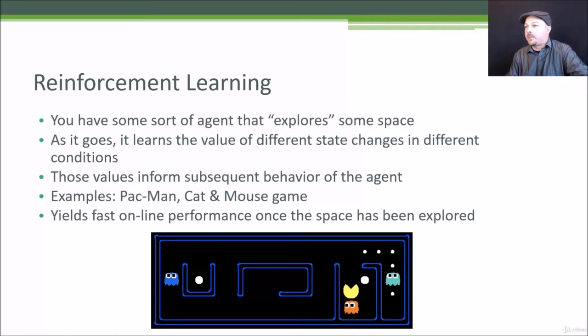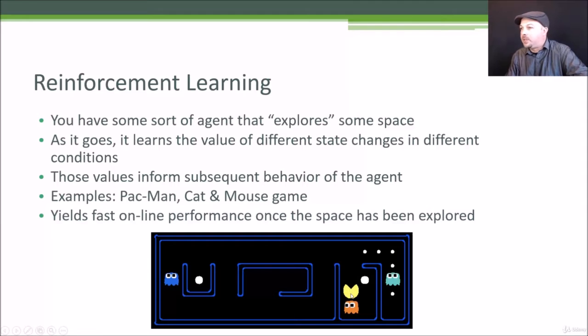So for example here, the state of Pac-Man might be defined by the fact that it has a ghost to the south and a wall to the west and empty spaces to the north and east. And that might define the current state of Pac-Man. And the state changes it can take would be to move in a given direction. And I can then learn the value of going in a certain direction.